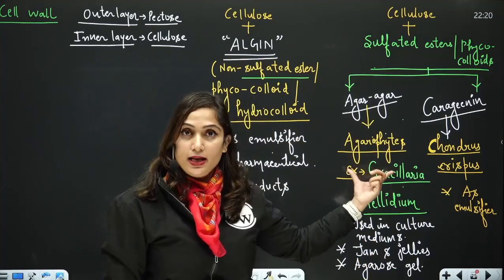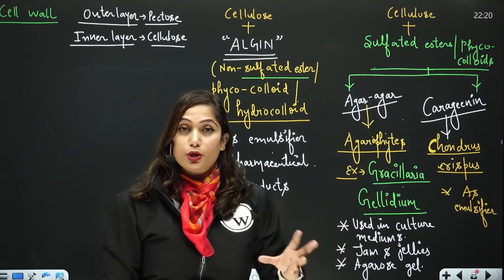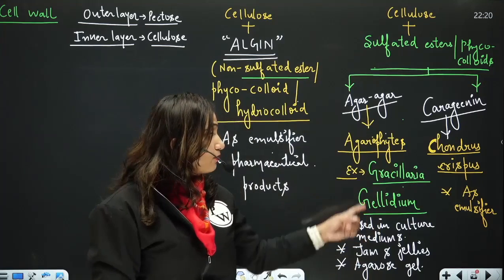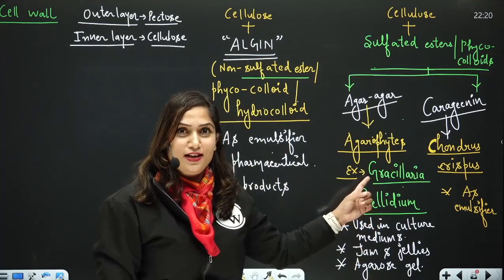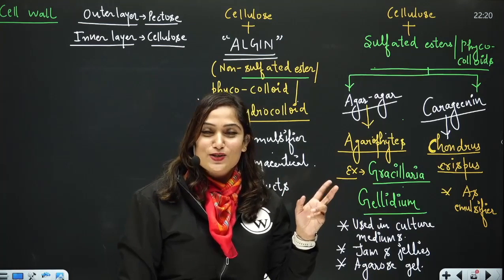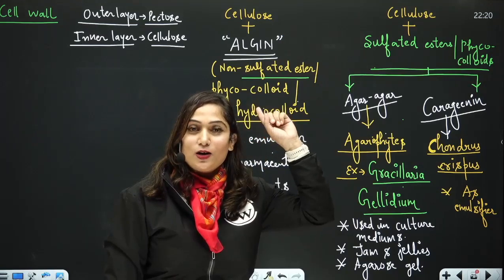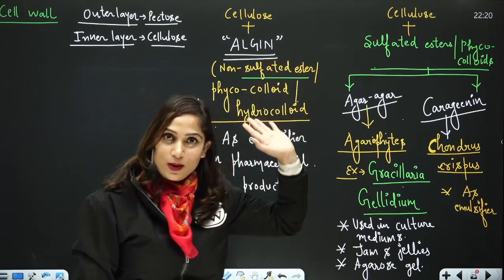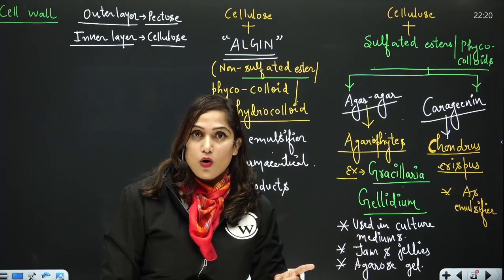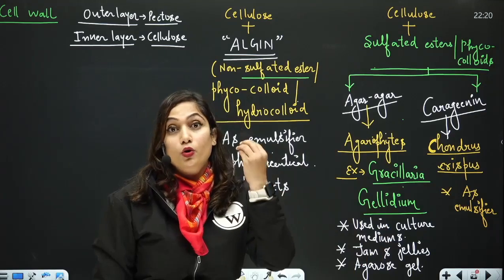Those red algae from whose cell wall agar-agar is produced commercially are called agarophytes. And the examples are Gelidium and Gracilaria. You cannot confuse it with Gymnodinium and Gonyaulax. Students often mix up these two. Gymnodinium, Gonyaulax, dinoflagellates. Okay, Gracilaria, Gelidium, red algae from whose cell wall agar-agar is formed on a commercial basis. Very important, numerous times.